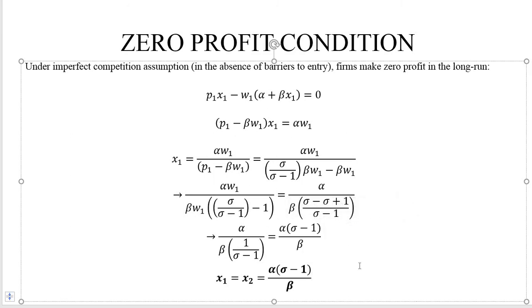So X1 will be equal to alpha times sigma minus 1 over beta. And due to our assumption about symmetrical preferences and symmetrical technologies, X1 will be equal to X2, and again, they will both yield the same value.